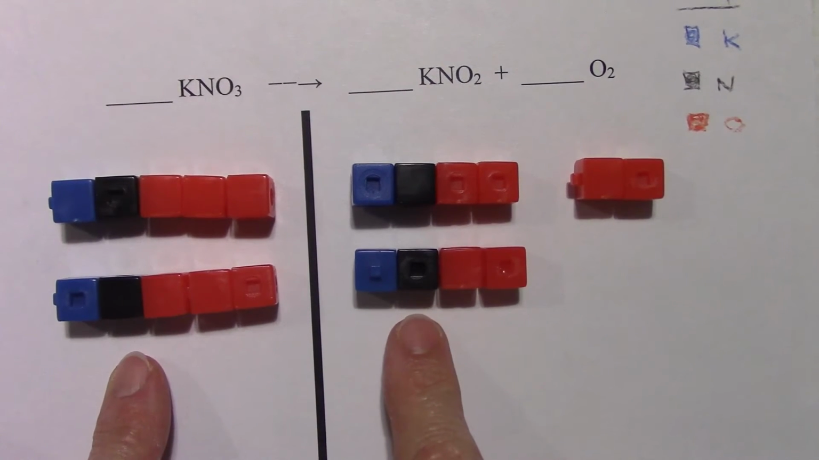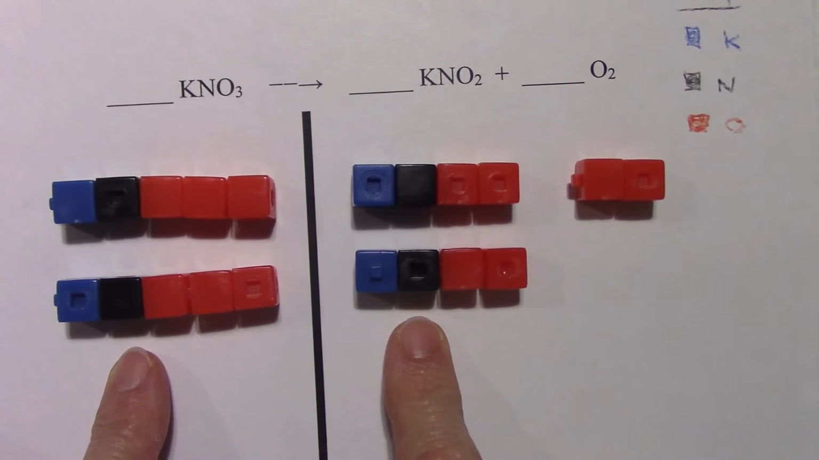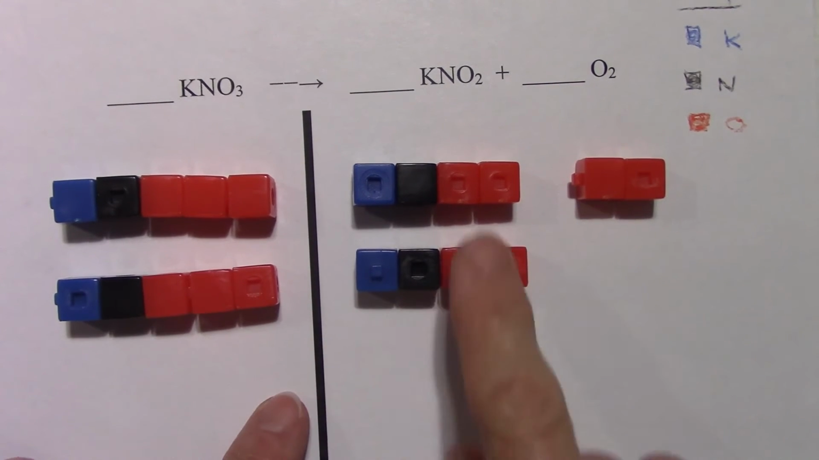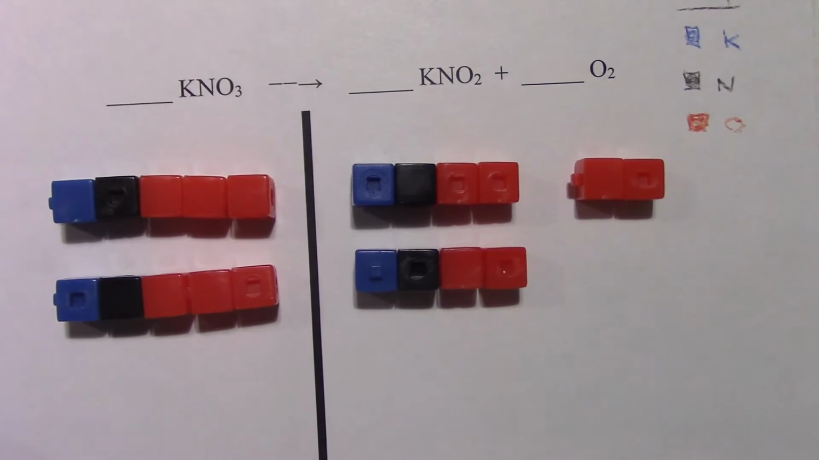I have 2 atoms of nitrogen, and over here I have a total of 6. I have 2, 4, 6. So therefore, now my equation is balanced.